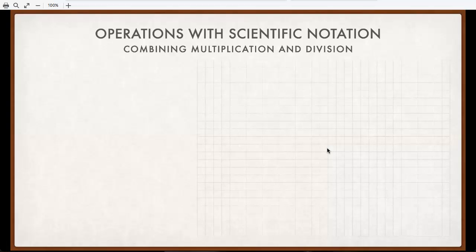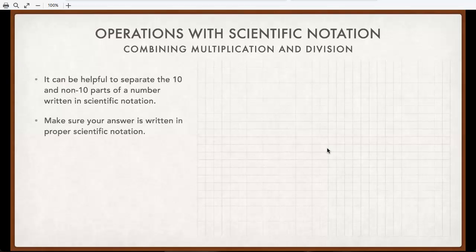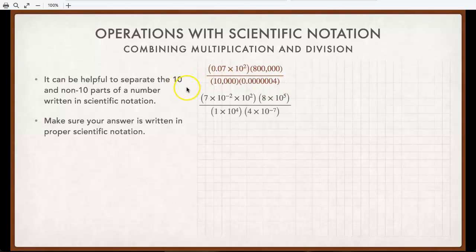Let's look at some that are a bit more complicated using both multiplication and division. Here, we're going to actually separate out the parts of the number that are 10 as a base with an exponent and the parts that aren't. And again, making sure that our answer is in scientific notation. So here we have 0.07 times 10 squared times 800,000 over 10,000 times 0.000004. We'll rewrite each of those using scientific notation.